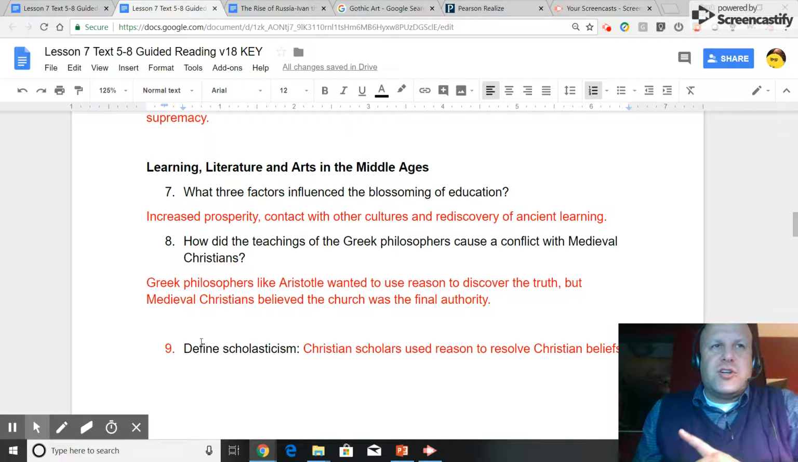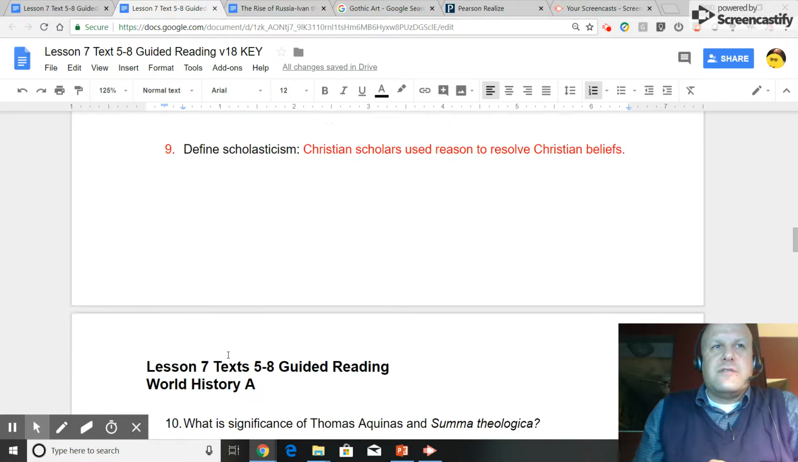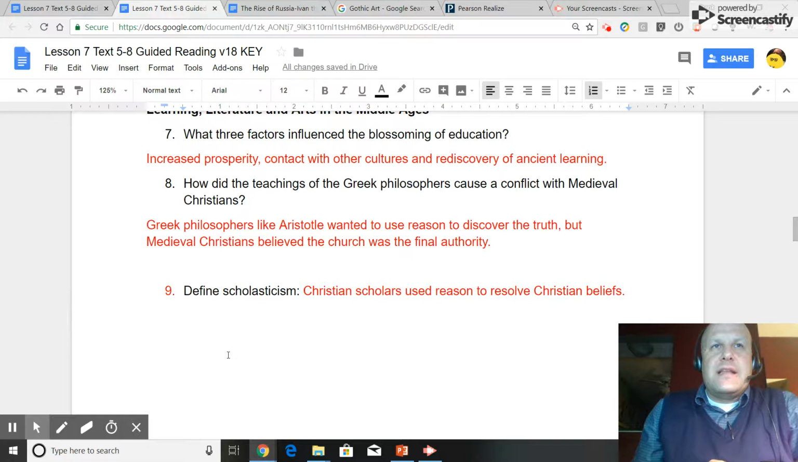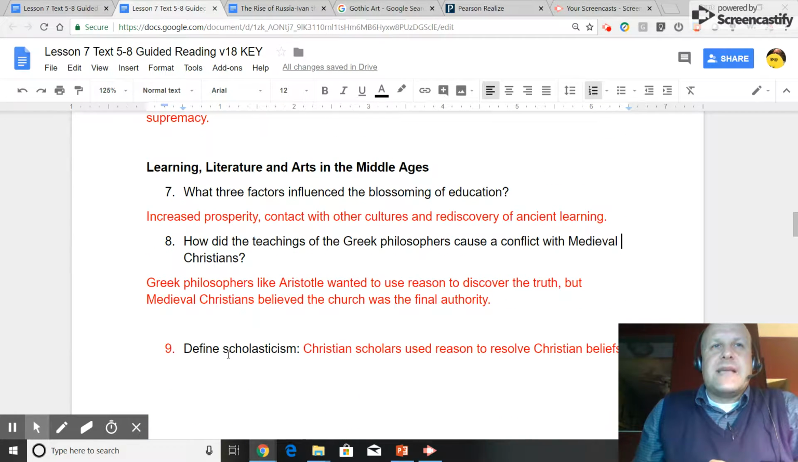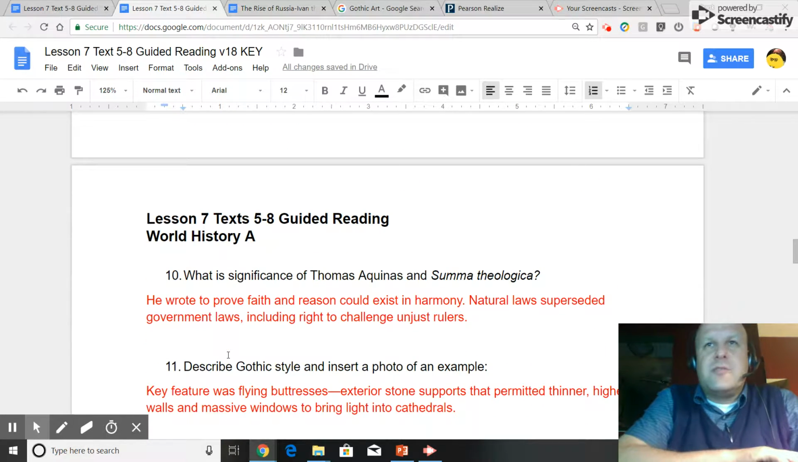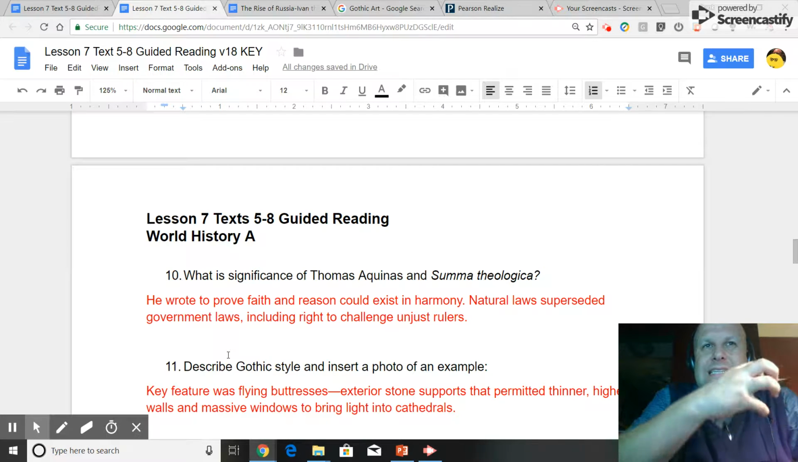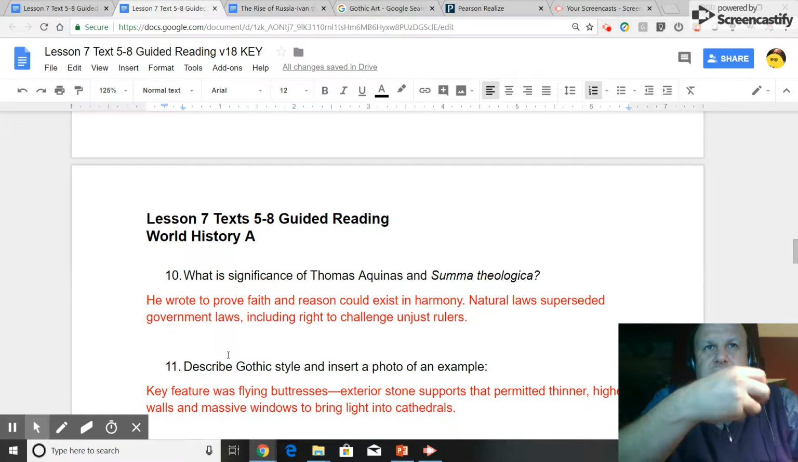Well, there's a term that you need to understand: scholasticism. Christians used this term to resolve beliefs, and it's summarized in Thomas Aquinas' book Summa Theologica. Basically, scholasticism is that faith and reason could exist in harmony. Natural laws supersede government laws, including the rights to challenge unjust rulers.